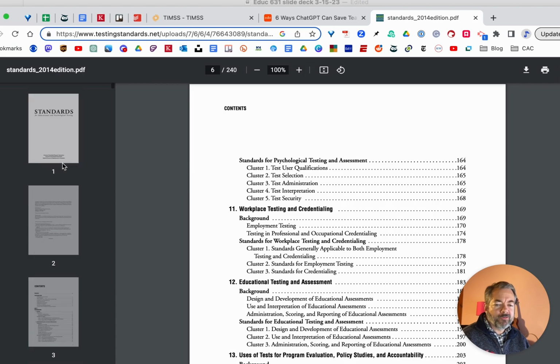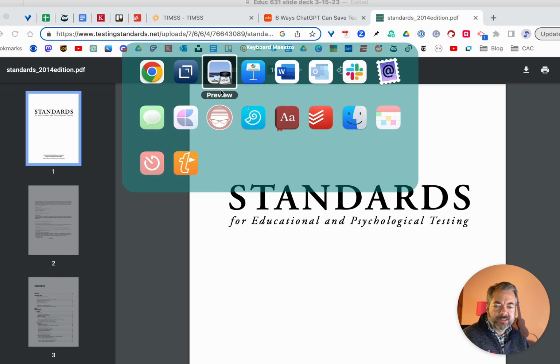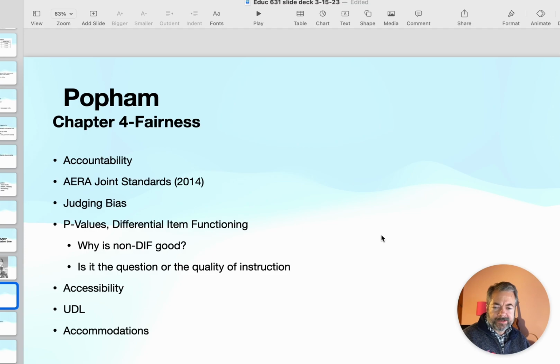But if anybody ever asks you or ever wants to look, it's 2014. It's a little old, but the standards are mostly by AERA and APA. These are the standards for testing. So if you are a professional tester, this is where you go. This is the main standards part. So I did want to point that out to you. I think it's been mentioned in the reading before, but clearly Popham brings it up without a doubt.